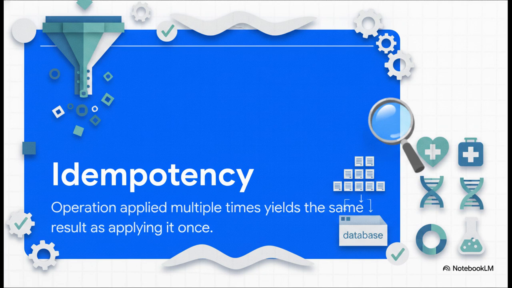So, what's the crucial technical property that keeps us safe here? It's called idempotency. It's a bit of a mouthful, but idempotency basically guarantees that applying an operation multiple times gives you the exact same result as applying it just once. In plain English, it means if your pipeline crashes and restarts, it's never going to silently create duplicate records or corrupt your dataset. It's an absolute lifesaver.